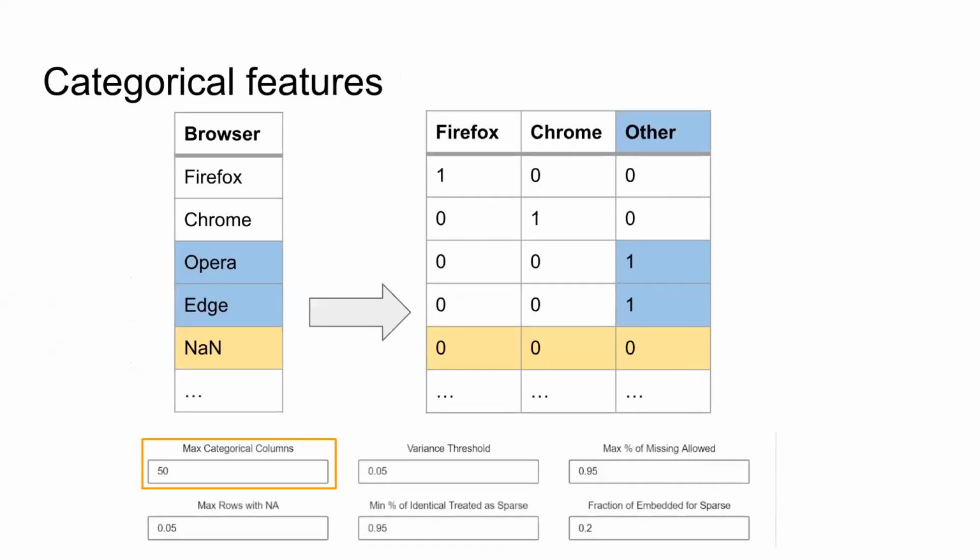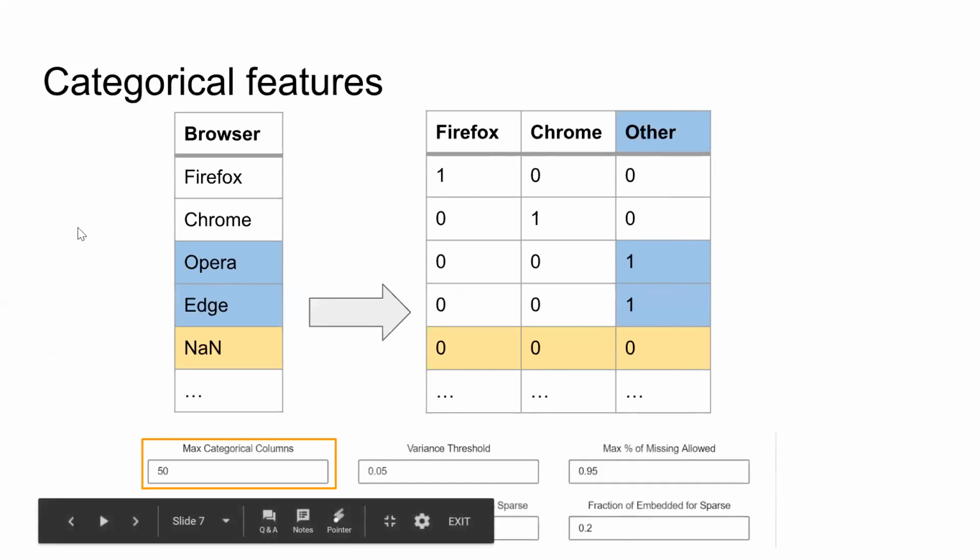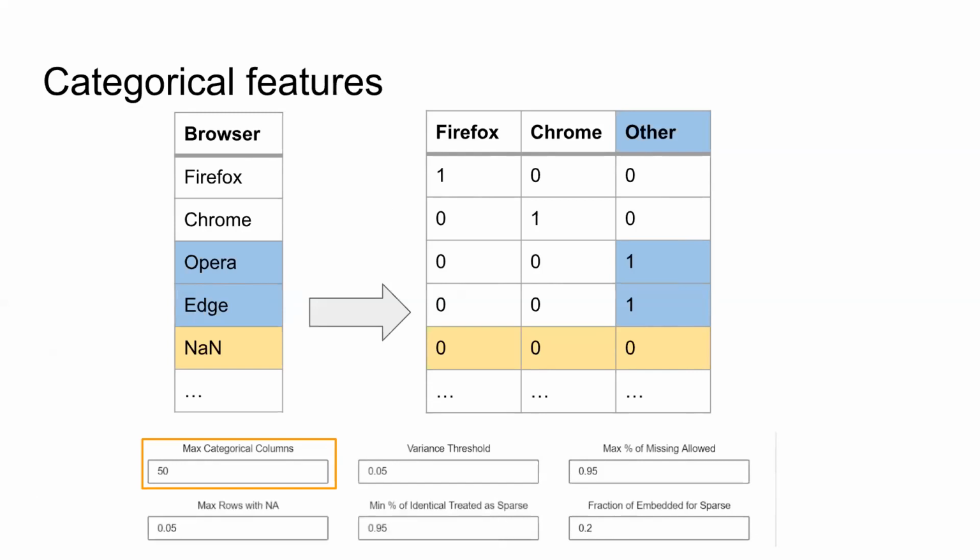So moving on, categorical features is another example of feature engineering. For instance, consider an example where we have a feature called browser, and we need to encode it into an appropriate format for machine learning algorithms. And here we use one-hot encoding, which is a natural way to encode such features.